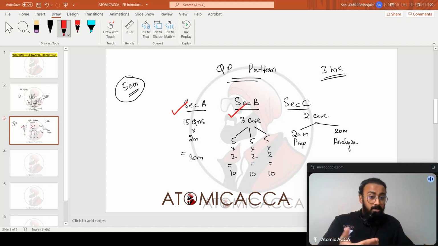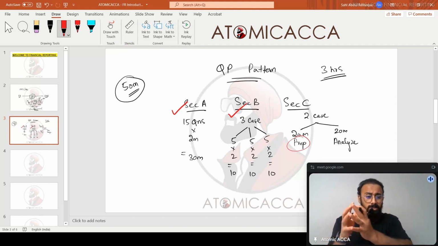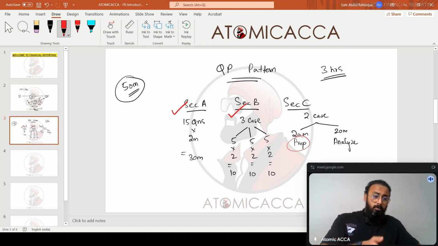The next area that we are going to learn is how to prepare the individual statements and how to prepare the consolidated financial statement. Then we will practice questions around that. We will learn the rules around that. Once we get a grip on that, then we will move on to the next part.